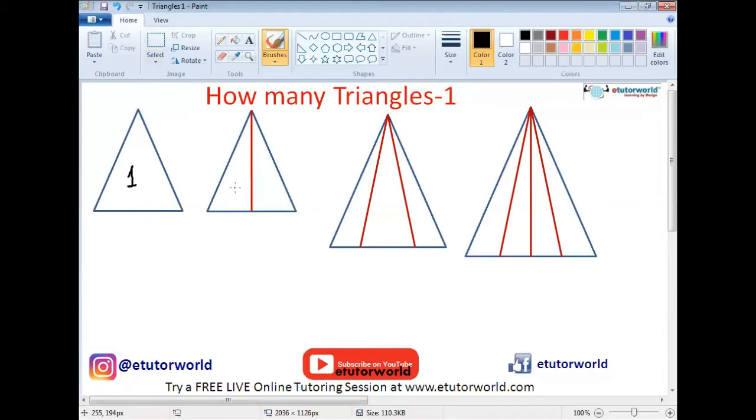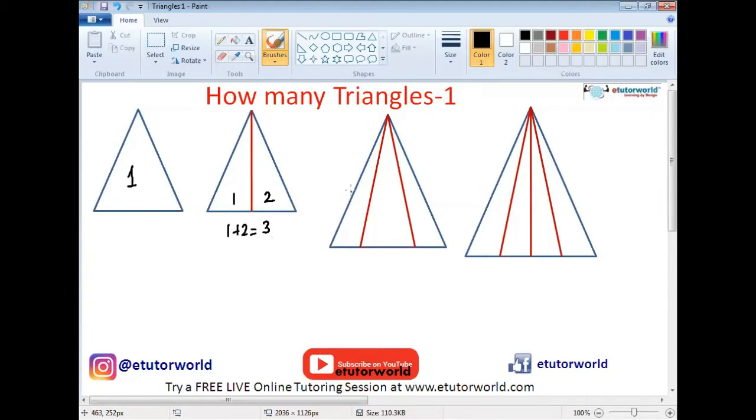Now in the second figure, if we see carefully, the triangle is divided by a vertical line in the center. So this is cut into one triangle, and this is the other triangle, the smaller two triangles, and one bigger triangle that is the main triangle. So the total number of triangles formed is 3. So we can write 1 plus 2 equals 3.